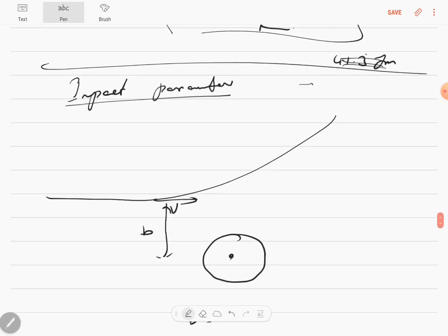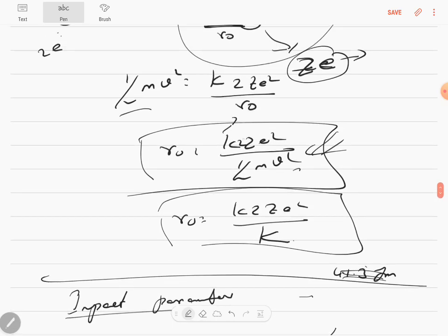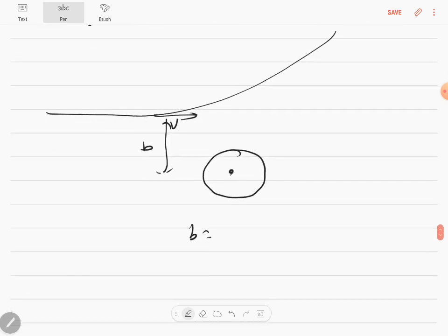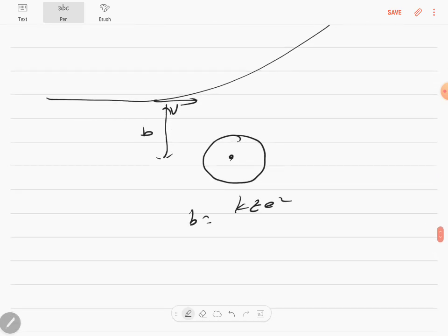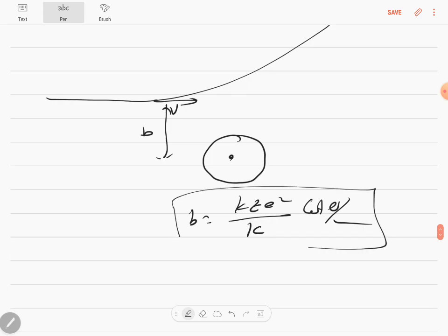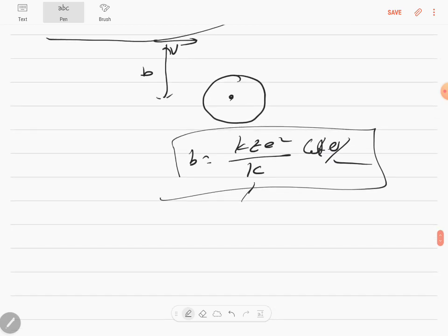For some reason they will not write this 2. They will write k Z e square by kinetic energy into cot theta by 2. This is the formula for distance of closest approach. The formula into cot theta by 2 will be the formula for impact parameter. They have just experimentally written this, and you have to justify this.